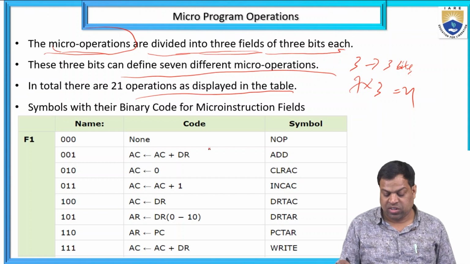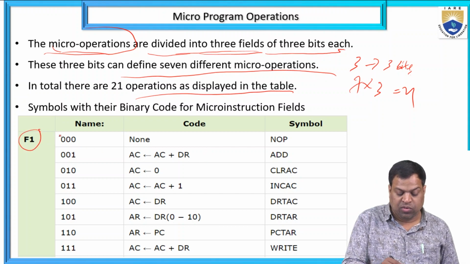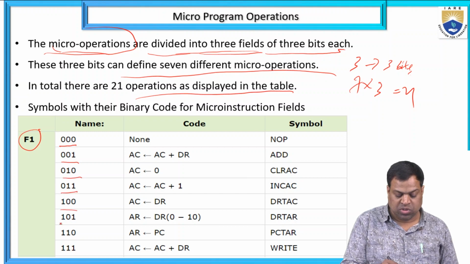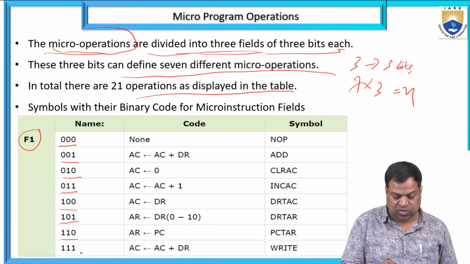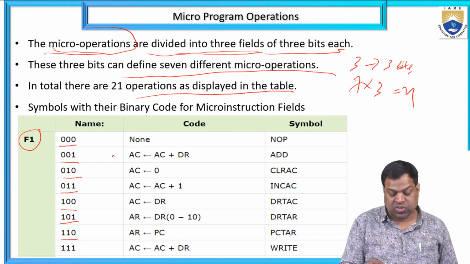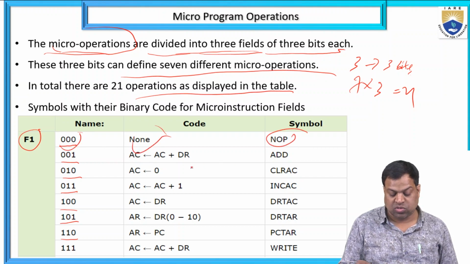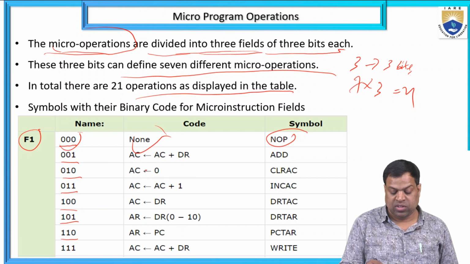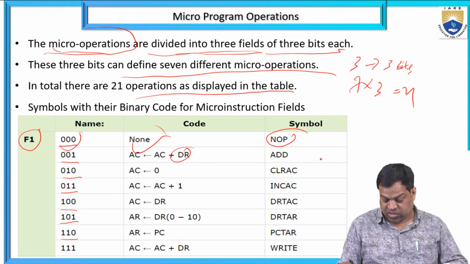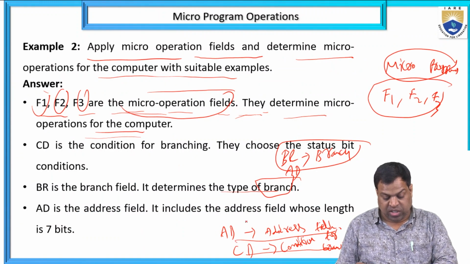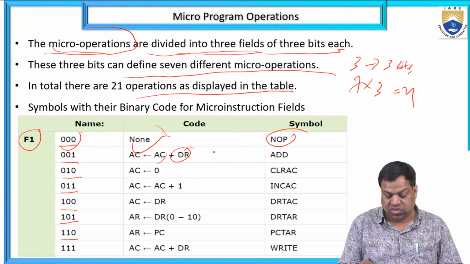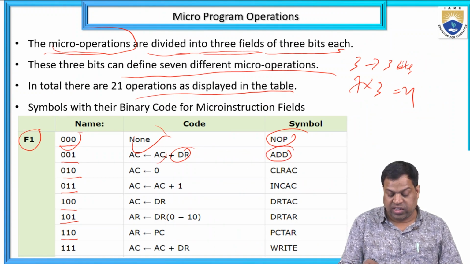So first I am taking field 1, F1: 000, 001, 010, 011, 100, 101, 110, 111. First I am taking 000. What is this one? Code, nothing is there. Symbol also no. Next 001: accumulator plus data register. DR means data register. So AC plus DR means we are adding this.